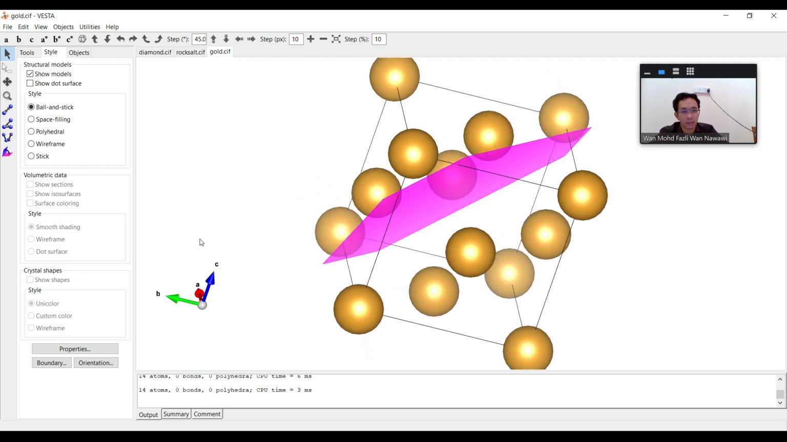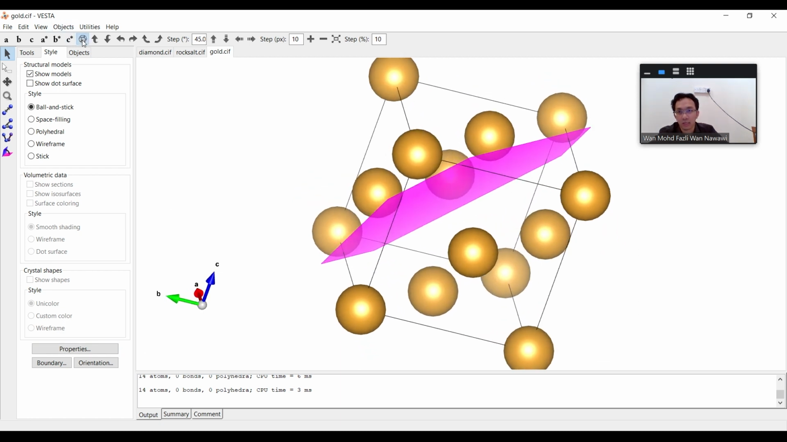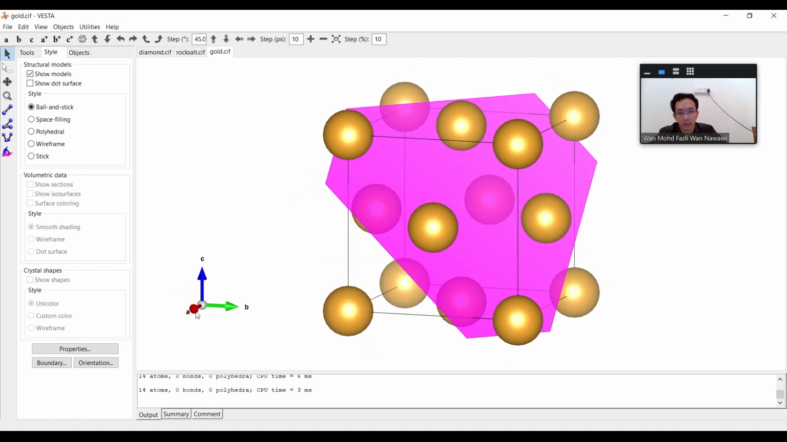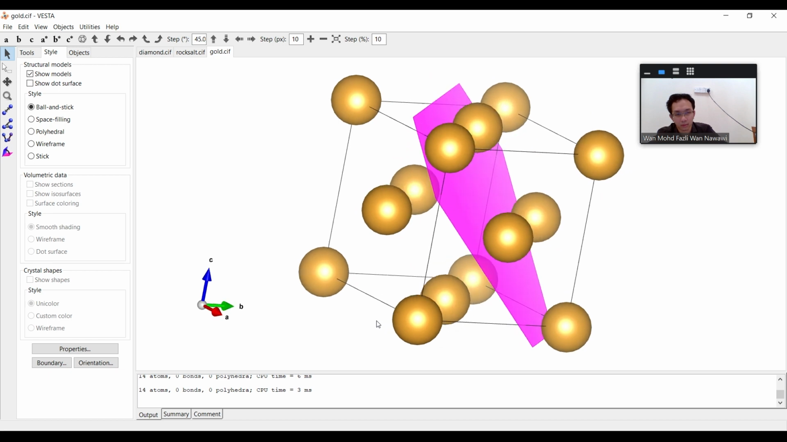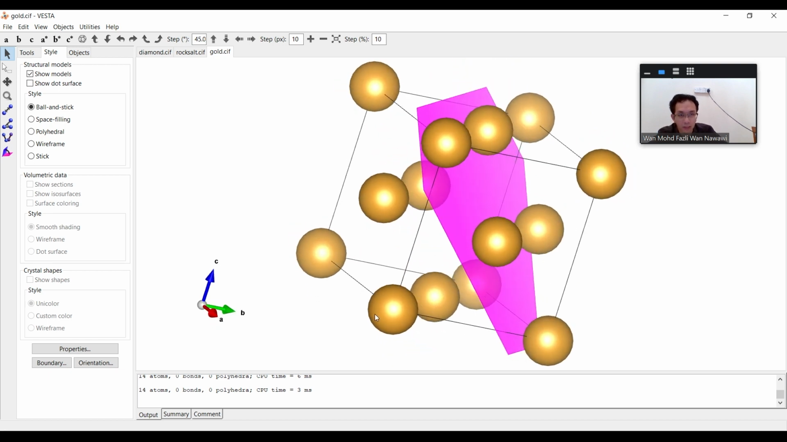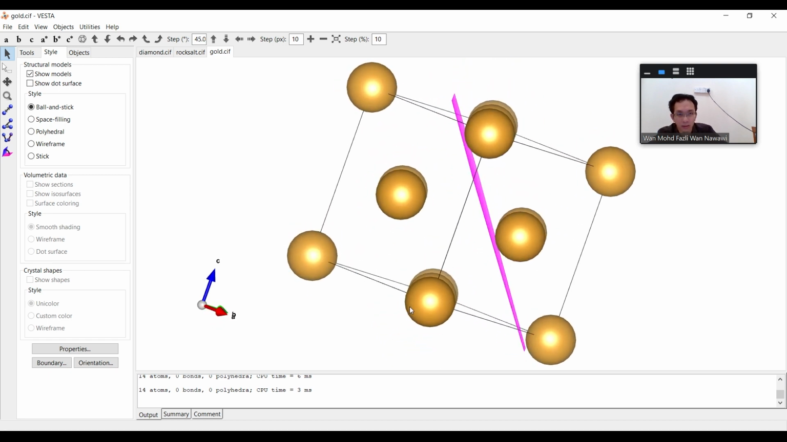So you can see, imagine this is the origin. Let's say this is A, so you can see that there. This goes into the body center. The plane is where the atom resides. If you put it in the empty space here, then that's not a plane, because there is nothing there.